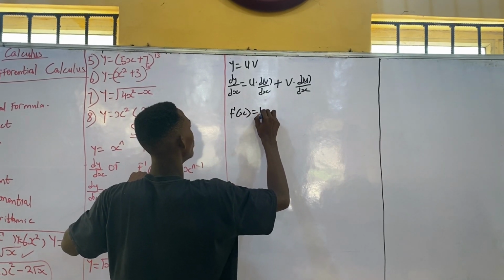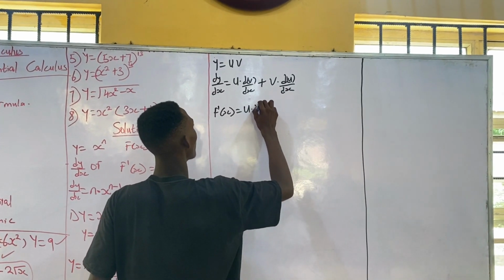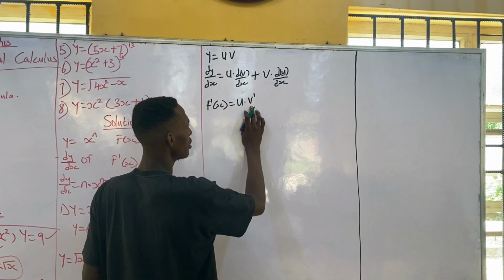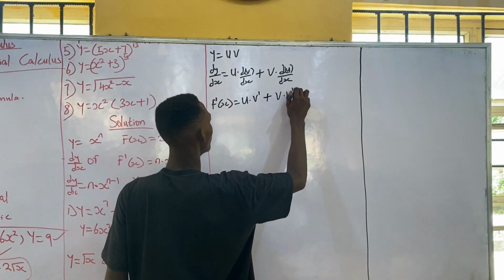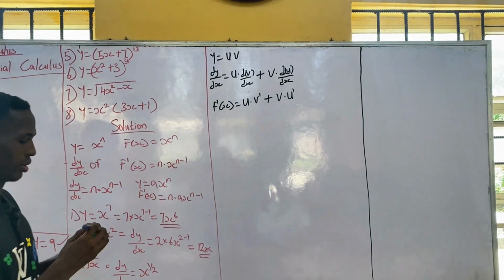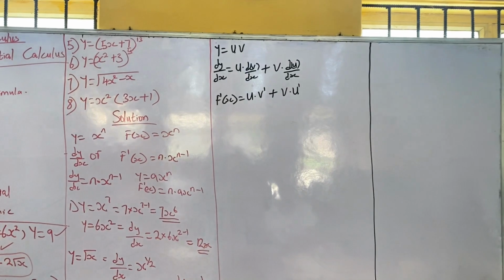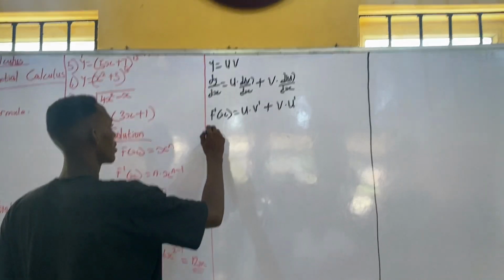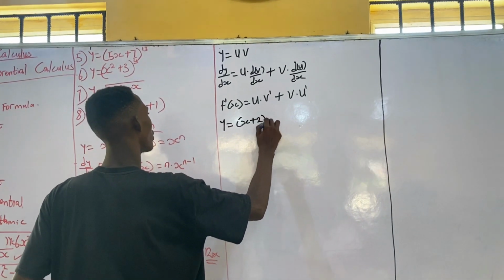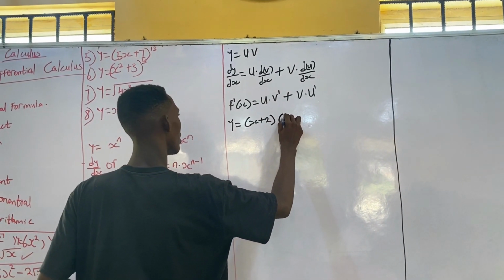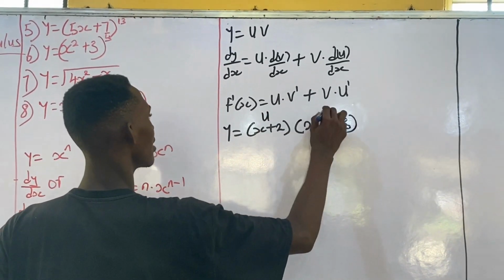Is equal to what? U over what? Remember, this is derivative of v plus v times derivative of u. Either of the two depends on the one that you choose to use in solving this. Now, let me rewrite this question. y is equal to (x plus 2)(x squared plus 3). So this is u and this is our v.